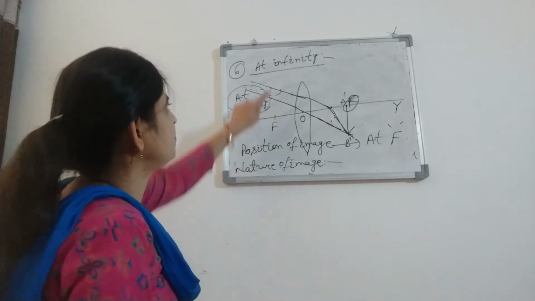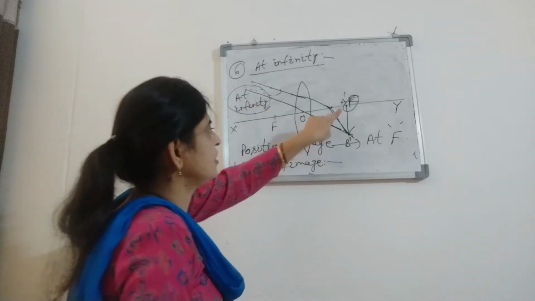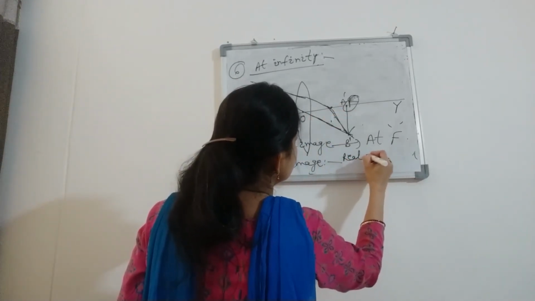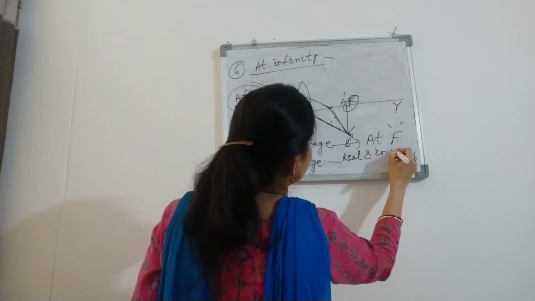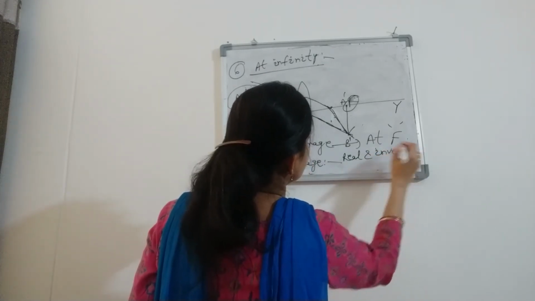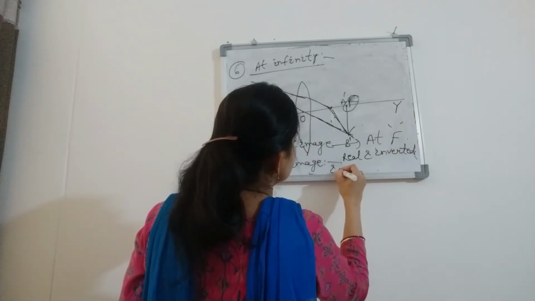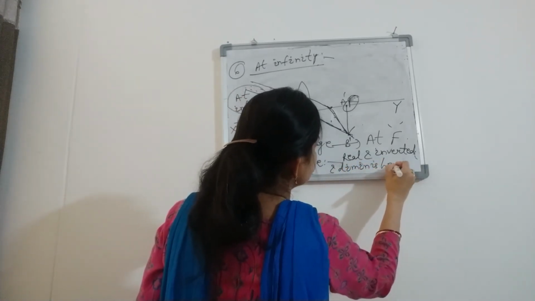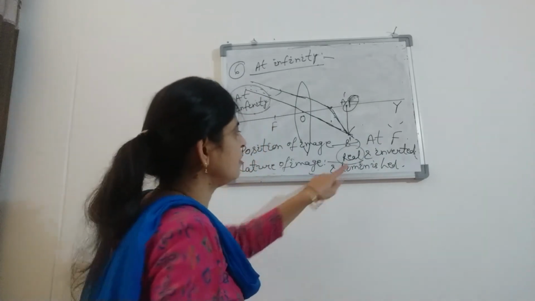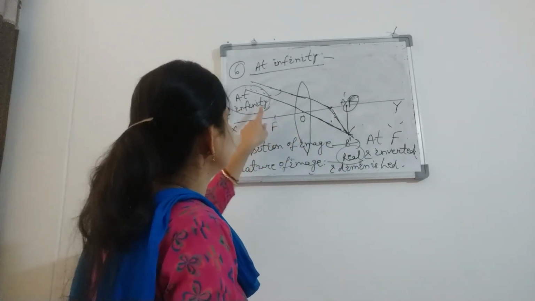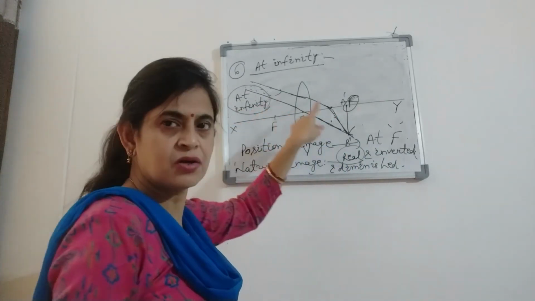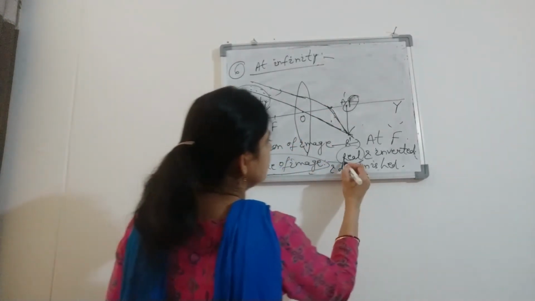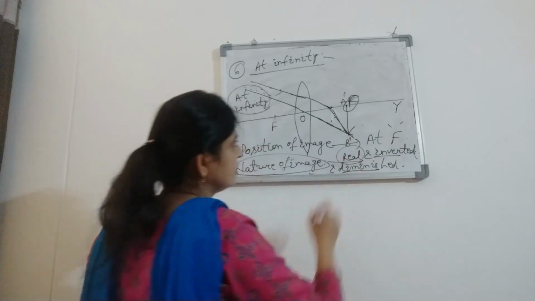And what will be the nature of the image? When the object is placed at infinity, the nature of the image is real, inverted and diminished. Real means the image is found on the opposite side of the object. That's why the nature of the image is real, inverted and diminished.